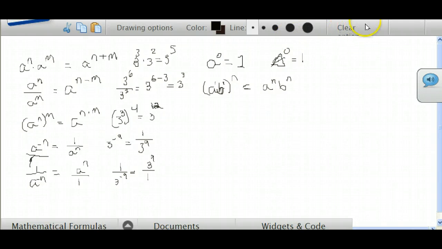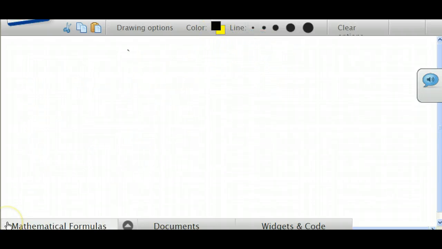So let me try to clear this. Actually, hold on one second. Pause. Okay, so to go over some examples, let me start off light.